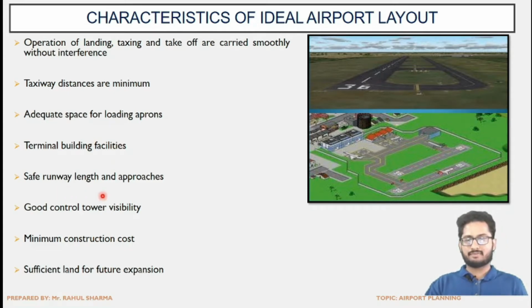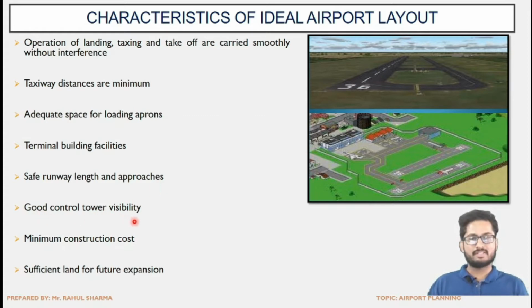Next is the safe runway length and approaches. We have already studied the calculation of runway length in detail in the runway design chapter. So that length should be safe enough to carry out the various operations which will ultimately be done on the runway, and the approaches to the runway should also be safe. That is, while we are moving from the holding apron to the runway, even that movement should be safe.